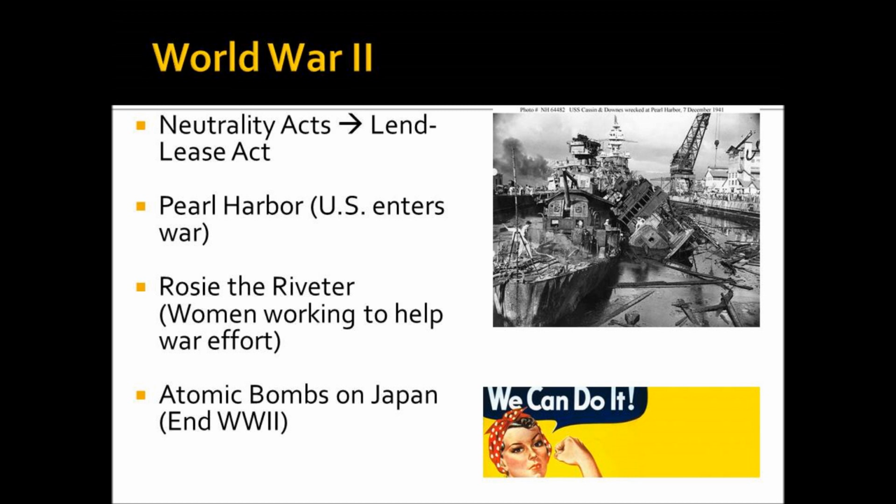It's a very important war for the United States, and once again, they enter the war late because they are neutral at the beginning, and they are successful in ridding the world of the fascist regimes of Hitler and Mussolini. And afterwards, they're going to go right into the Cold War.